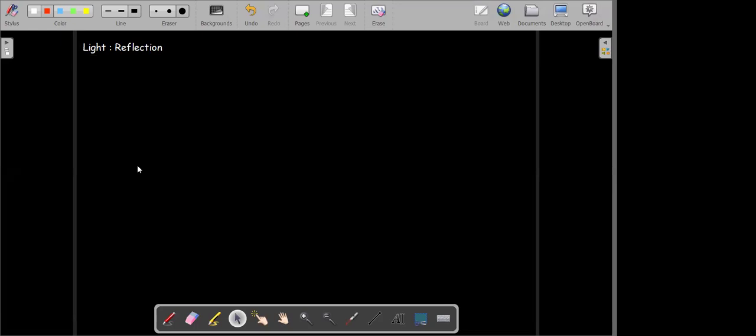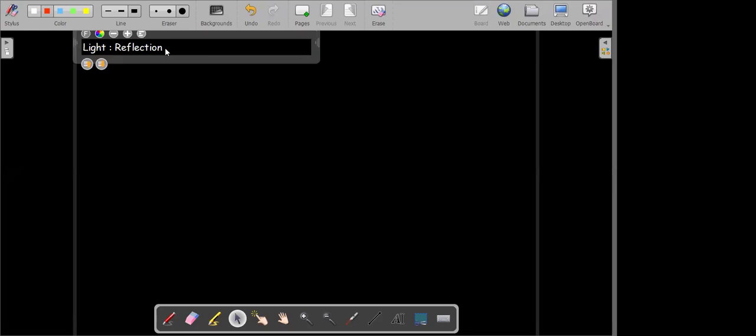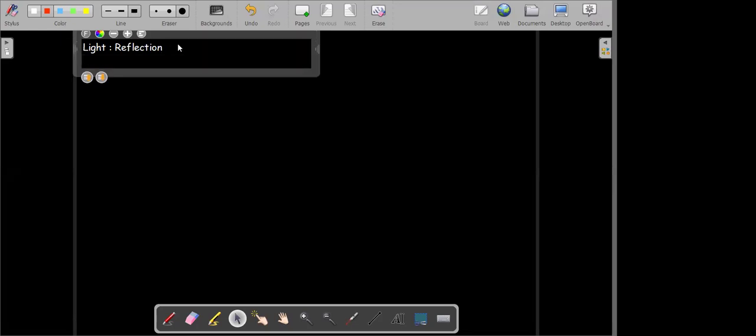Today we will see image formation by plane mirror. So we'll see how the images are formed by a plane mirror.